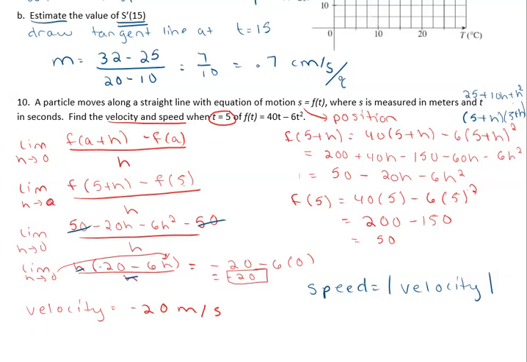So speed is the absolute value of velocity. So that means if the velocity is -20, then the speed is the absolute value of -20. So the speed is 20 meters per second.